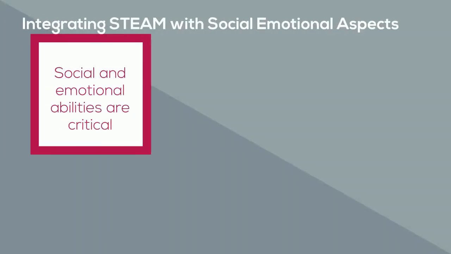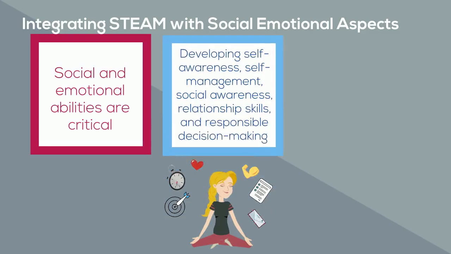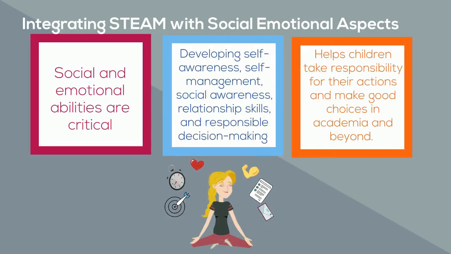Integrating STEAM with SEL skills. Social and emotional abilities are critical in a child to not only find academic success, but also happiness and personal success. This requires developing five cognitive and behavioral competencies: self-awareness, self-management, social awareness, relationship skills, and responsible decision-making. Through activities in the classroom, children take responsibility for their actions and make good choices in their education and beyond.